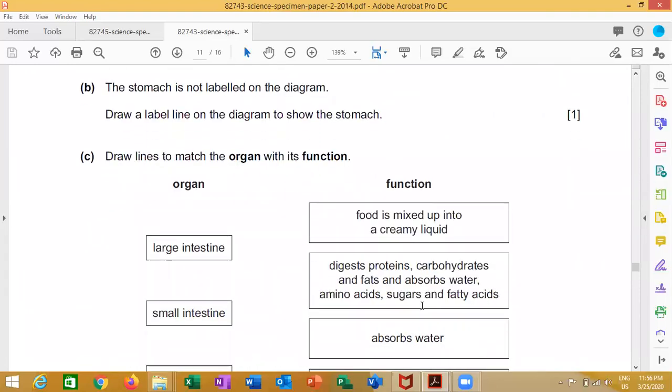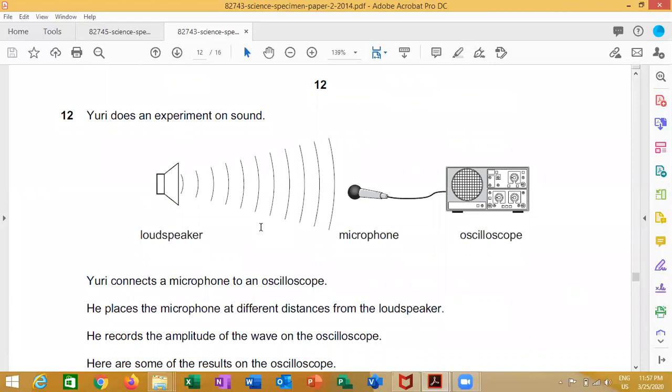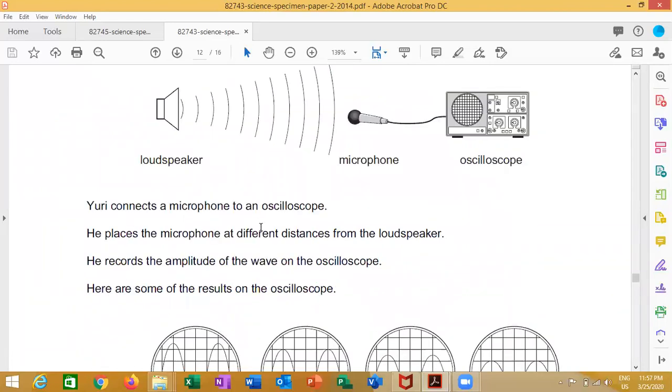Here, guys, let's match the organ with each function. The large intestine will absorb the water from the undigested food, then push it out of the body in the form of feces. The small intestine digests protein, carbohydrates, and fats, and absorbs water, amino acids, sugar, and fatty acids. In the stomach, food is mixed into a creamy liquid, then it can be pushed to the small intestine to complete the digestion. Next question.